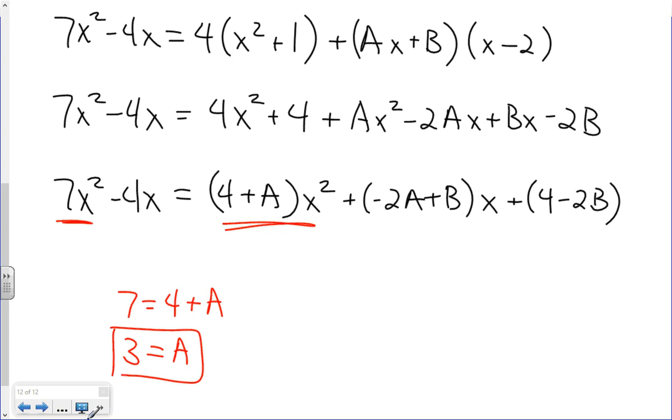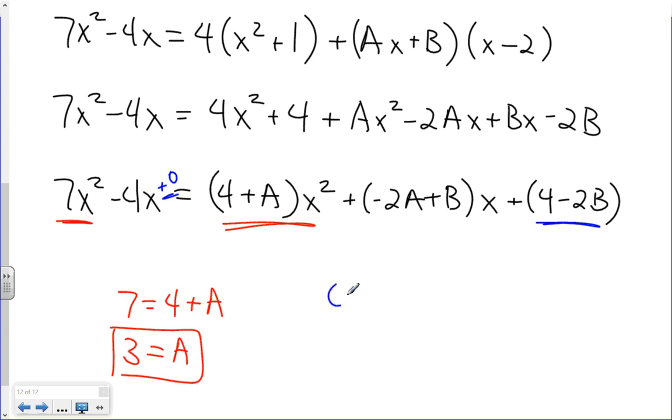Now that you know a, I guess you could technically use this middle term if you wanted to, but I'm going to suggest we use the constant. Now when you look on the left side here, you're going to go, wait a minute, there's no constant here. That means that's really a plus 0, right?